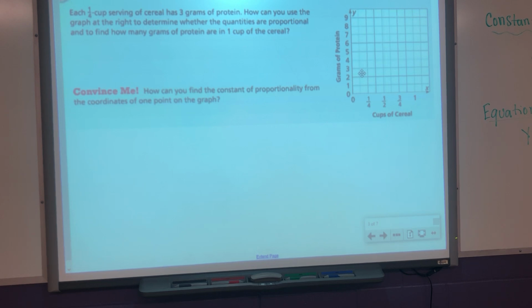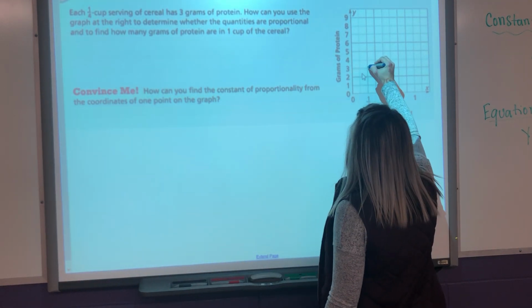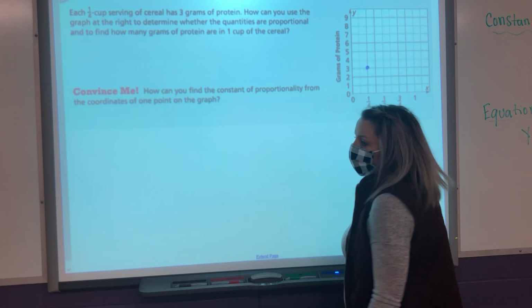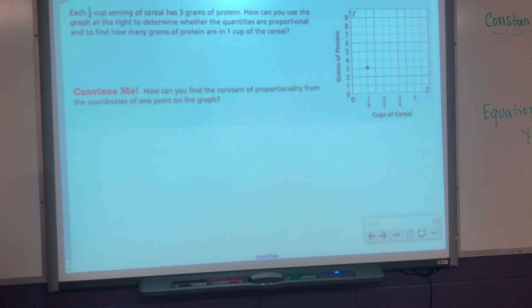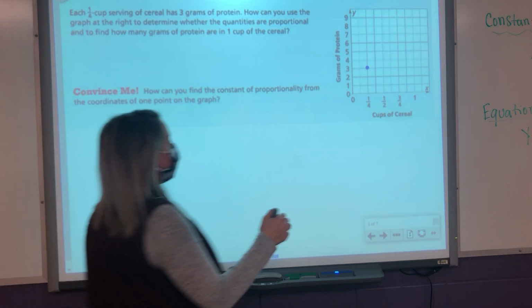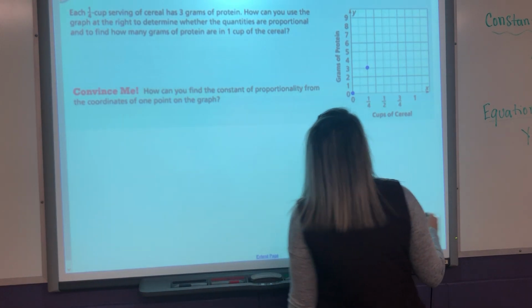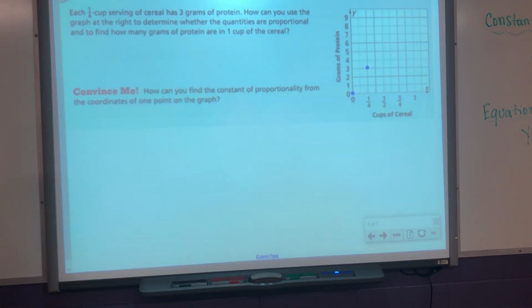Bob, go ahead. You go to 1/4 and then go up to 3. Excellent. 1/4, and then we go up to 3. Okay? What if I don't have any cereal? Then 0, 0, right? What about a 1/2 cup of cereal?